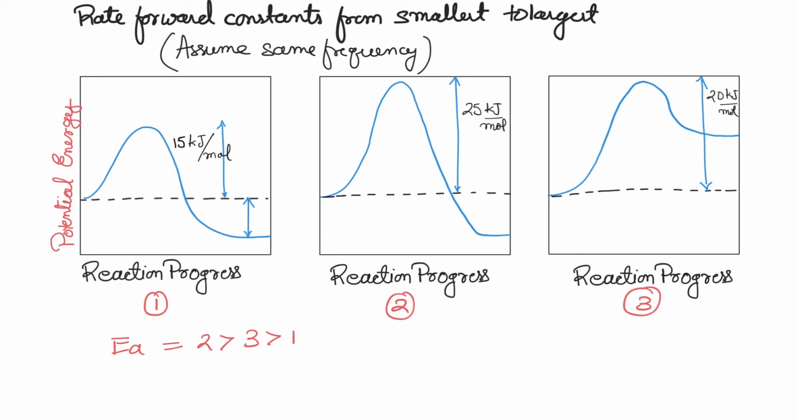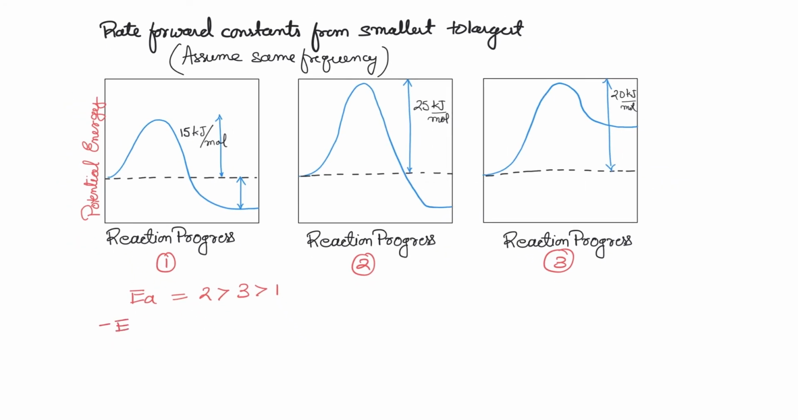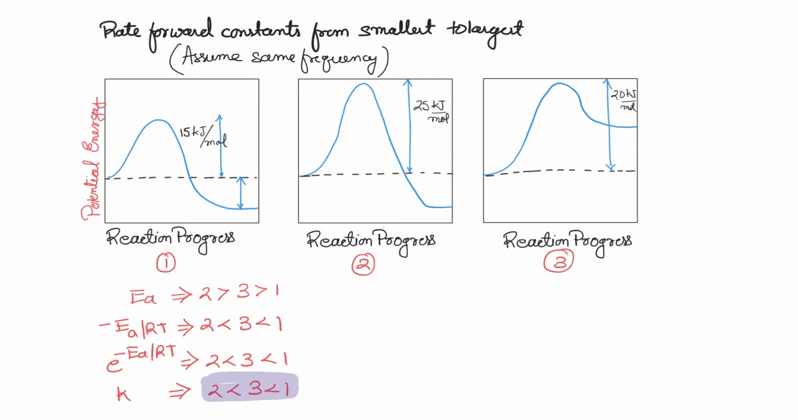So EA goes up, right? So minus EA upon RT is going to go in the opposite direction, right? So 2 is less than 3 is less than 1. And so will decrease E upon minus EA upon RT, right? So same trend 2, 3, 1. And finally, K will follow the same trend 2, 3, 1. So we can quickly arrange that the rate constant, specific rate constant is in that ratio.